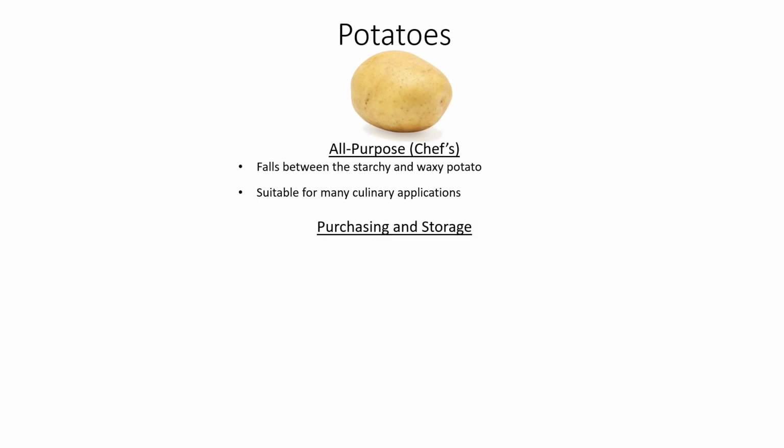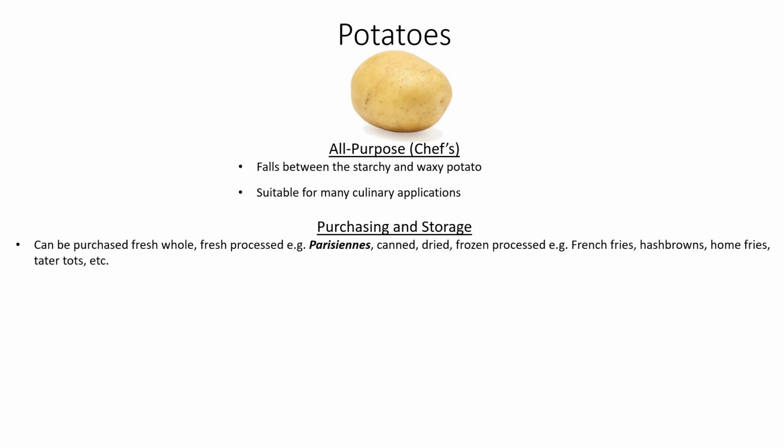When you're purchasing the potatoes, you can buy them fresh and whole, fresh and processed. That is, they could already be turned into Parisienne or Chateau potatoes. You can buy canned potatoes, dried potatoes, potato flakes, etc., instant mashed potatoes, frozen processed potatoes such as French fries, hash browns, home fries, and tater tots, and so on. So potatoes you can buy in a variety of different formats.